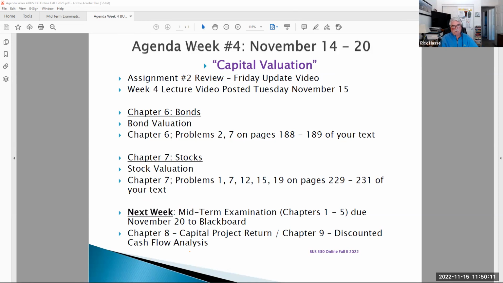It's week 4 of our business finance class, Capital Valuation, and we're at the halfway point of our Fall 2 session. That means it's midterm examination time, covering chapters 1 through 5. The midterm is posted and it's due Sunday, November 20th. It's pretty condensed: some multiple choice definitions, an essay, a portfolio update, and we'll talk about that in just a minute.